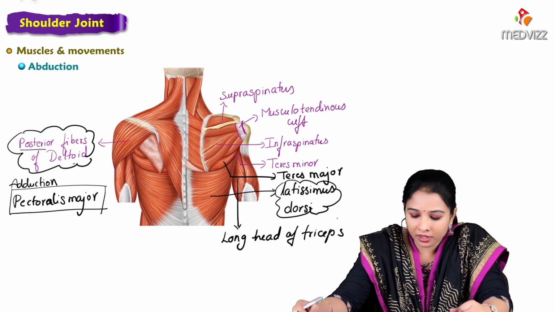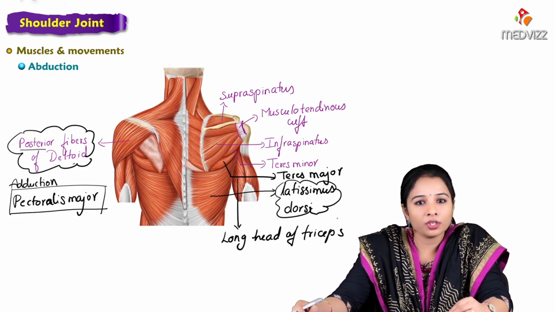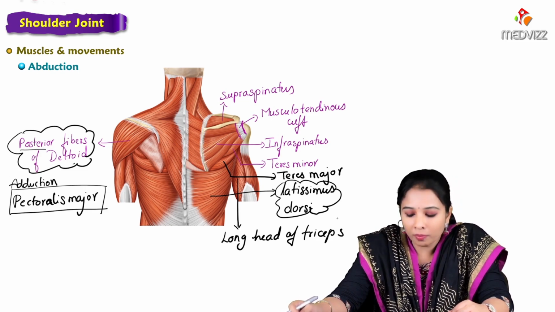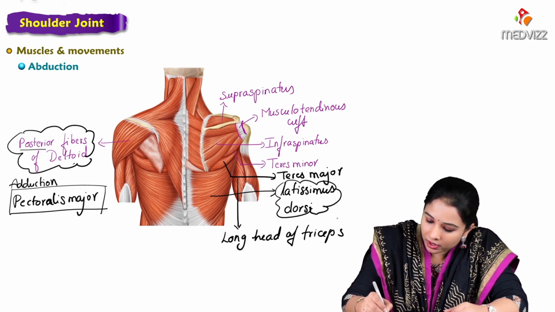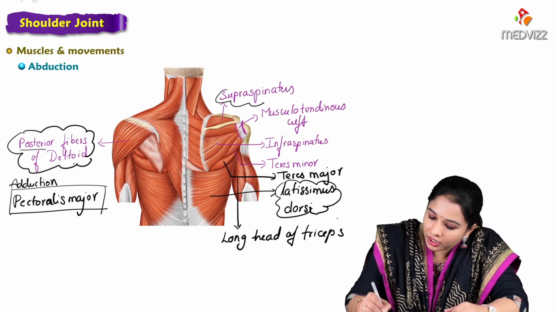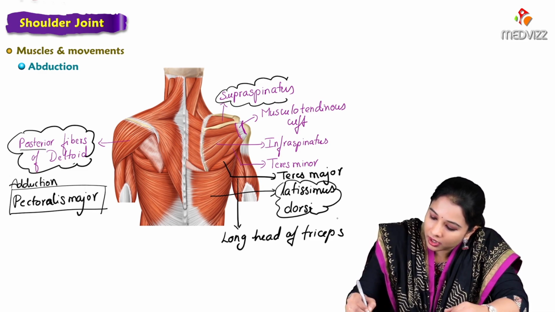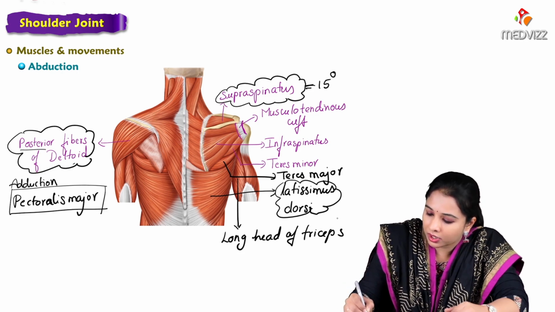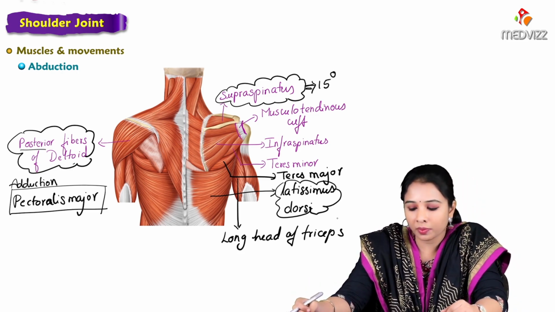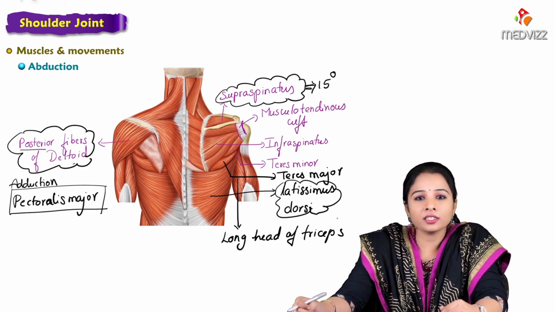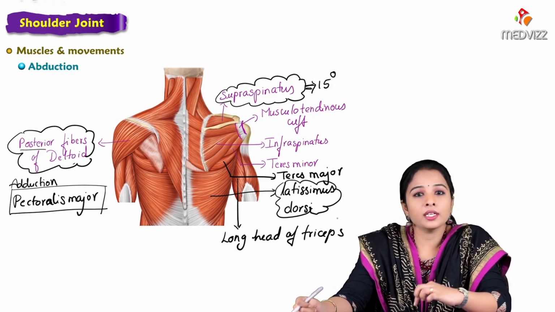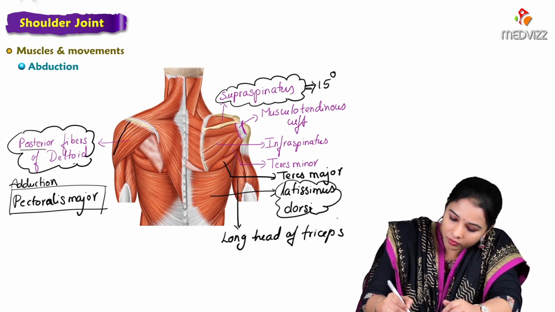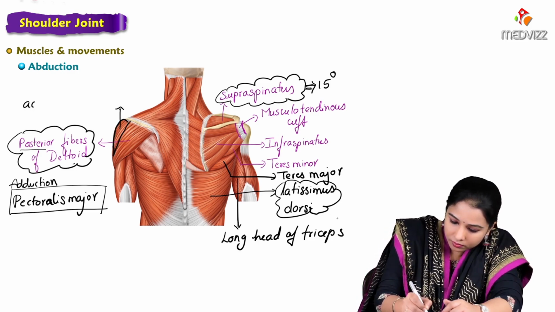Next, about the abduction. Abduction of the shoulder joint, the initial 15 degrees of abduction is brought by the supraspinatus. So here is the supraspinatus. So initiation of the abduction, that is the initial 15 degrees of abduction, is by the supraspinatus. Beyond 15 degrees, it is brought by the middle fibers of the deltoid, that is the acromial fibers, means the middle part of the deltoid.